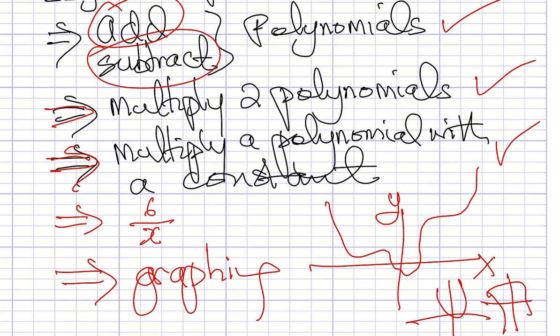Polynomials are easy to work with, especially polynomials in one variable. So always keep that in mind. If you keep that in mind, you're not going to go wrong.